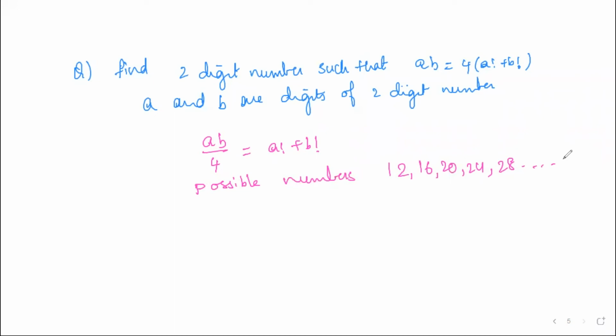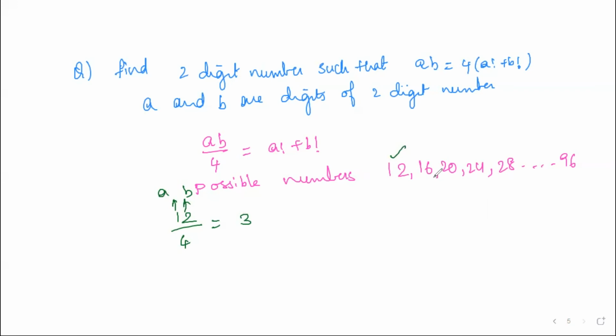So what is the last number less than 100 which is divisible by 4? That is 96. Apart from that, we need to check the condition that the picked number also satisfies A factorial plus B factorial. Let's say we are taking 12. 12 divided by 4 gives us 3. And A is 1 here and B is 2 here. Thus 1 factorial plus 2 factorial gives us 3. So 12 is one of the right numbers.